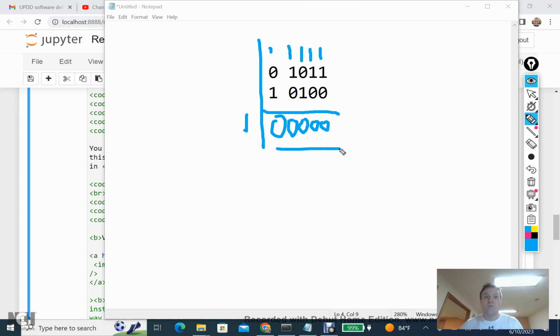7 minus 6 is going to be 1. 6 plus negative 7 is negative 1. Those can be represented in a 4-bit representation, as we have here. So this means that we are having overflow by design. This is a good thing.